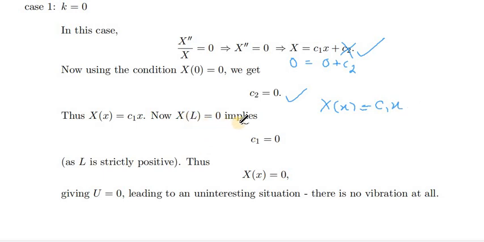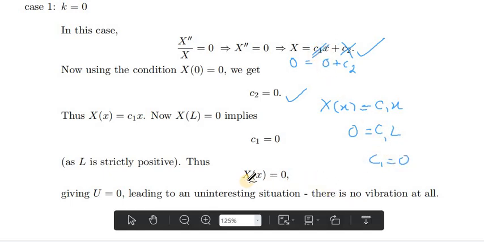Now the second condition, X of L equal to 0, implies c1 into L is equal to 0. There are two options: either c1 can be 0 or L can be 0. What is L? L is the length of the string, so L cannot be 0. So c1 must be equal to 0, and hence this c1 also vanishes. So X of x becomes a 0 function.